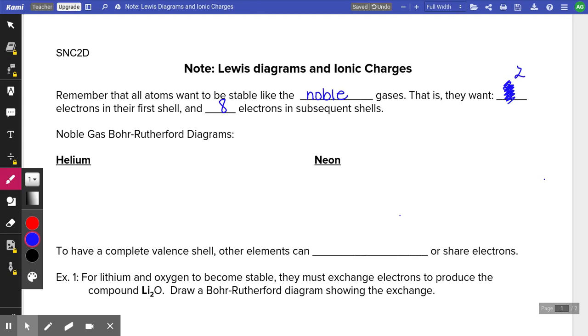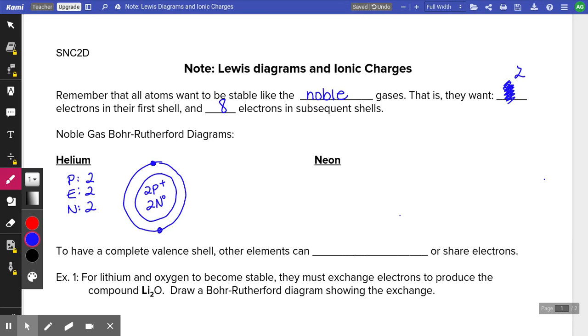So if we do a couple of Bohr-Rutherford diagrams really quick, if you take a look at your periodic table, so remember protons, electrons, and neutrons, that's how you figure out what a Bohr-Rutherford diagram is for a given element. So helium has 2, 2, and 2. So our Bohr-Rutherford diagram should look something like this. Okay, so this guy is happy with his 2 electrons on the outer shell.